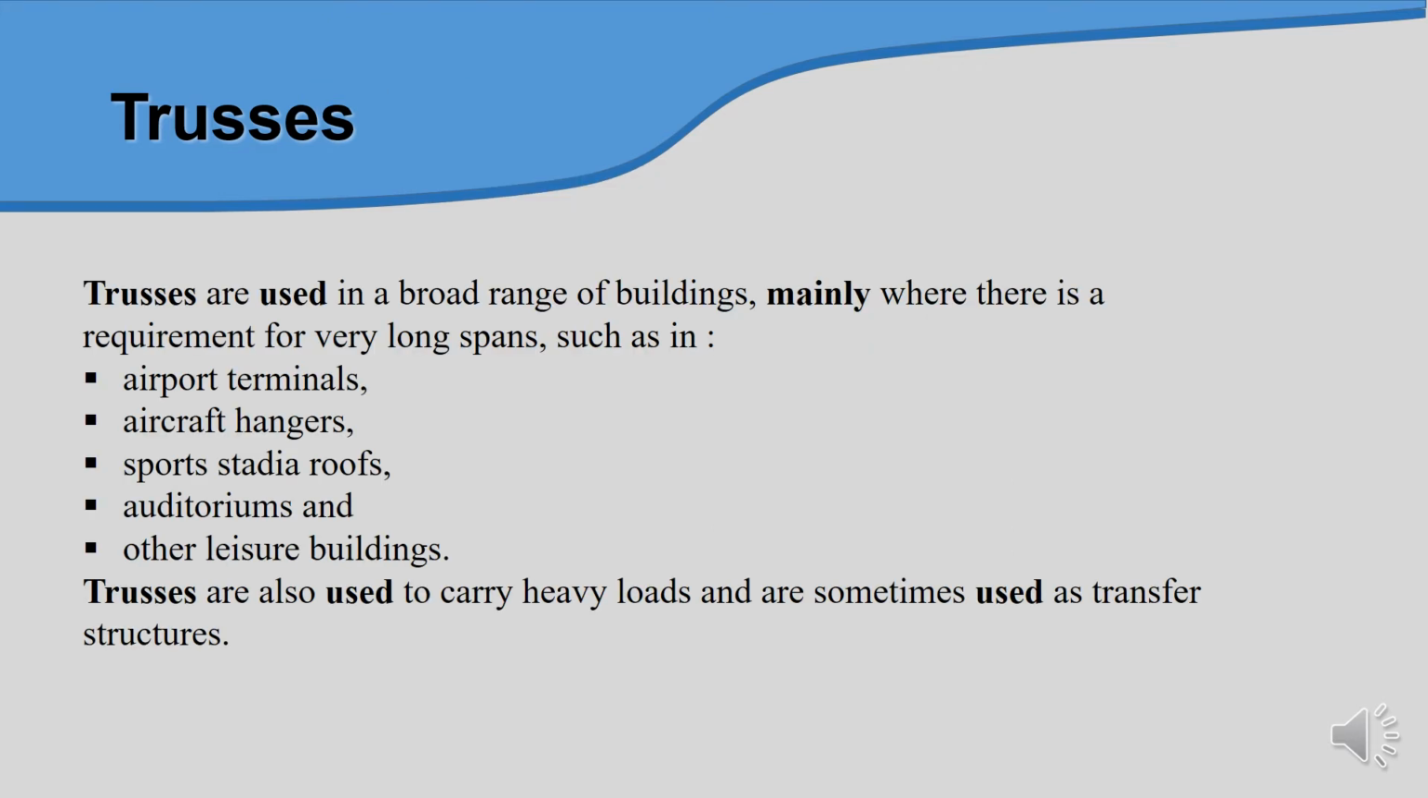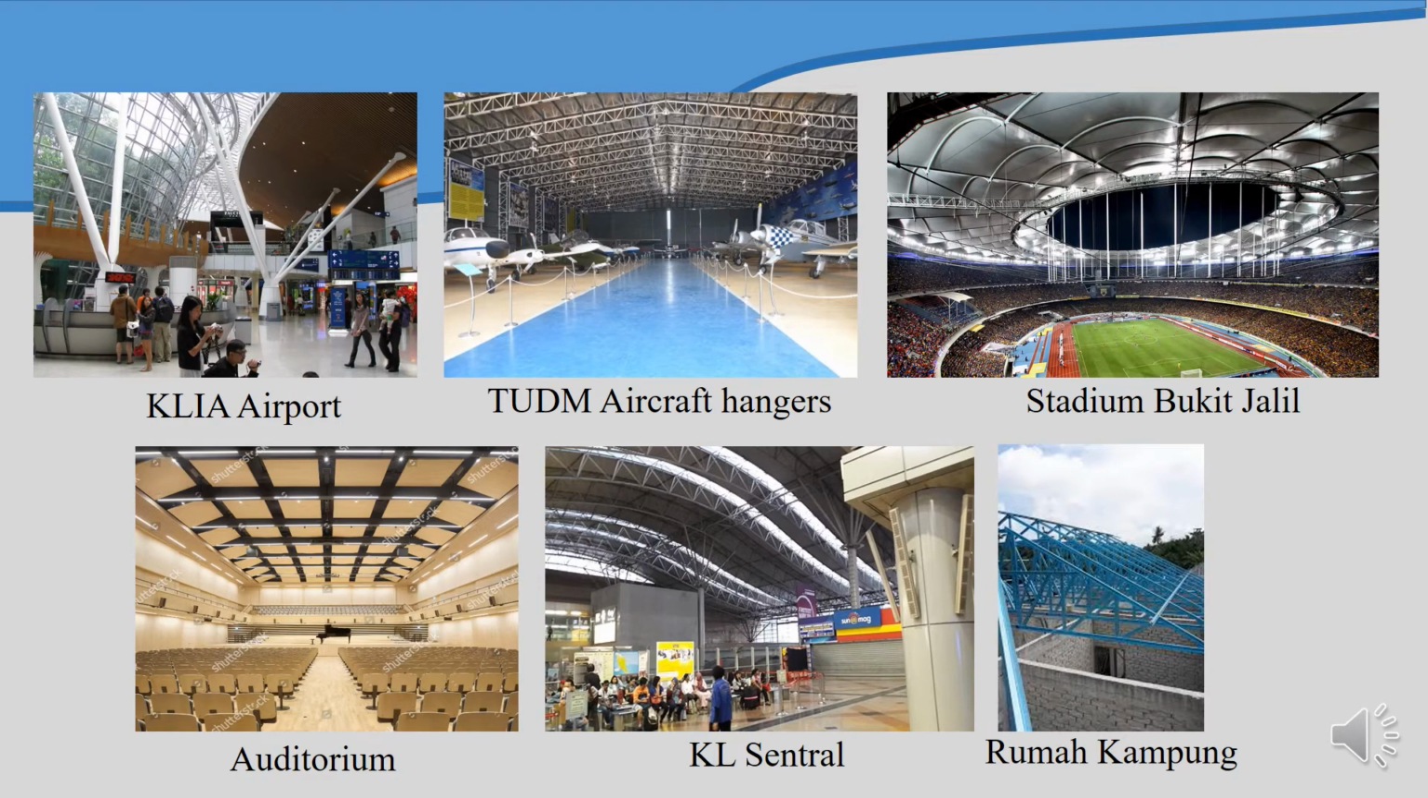Several trusses are available, for example, trusses in the KLIA airport, TUDM aircraft hangars, Stadium Bukit Jalil rooftop, auditorium, KL Sentral, and your houses at the kampong.